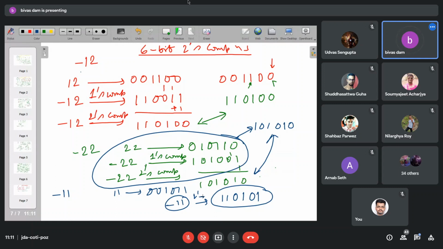Okay. You have to copy up to wherever you find the first one, you have to copy up to that point. And from the rest of the bits onwards, you have to complement. Hope the process to find the 2's complement of any number is clear. Yes, sir. Fine.